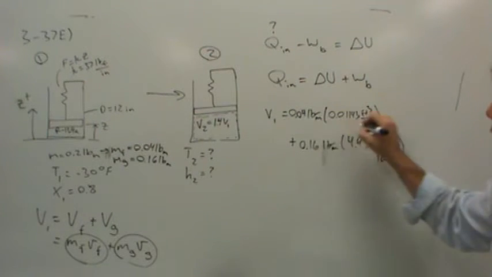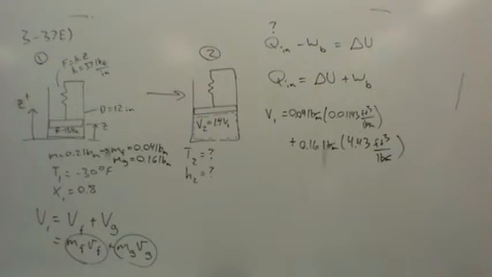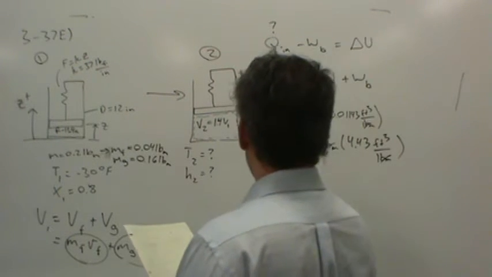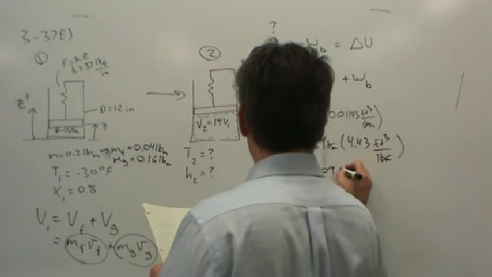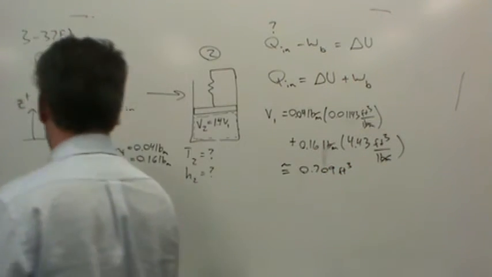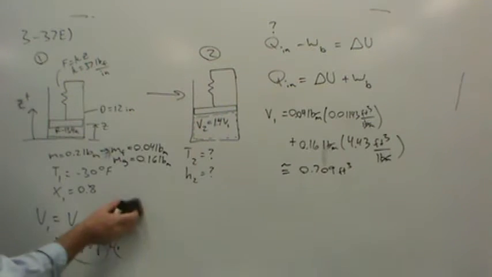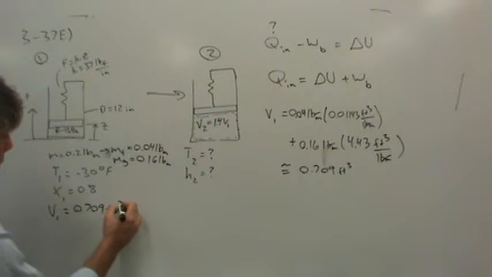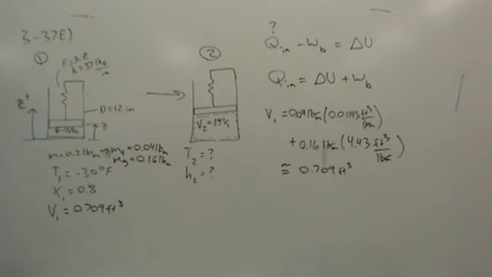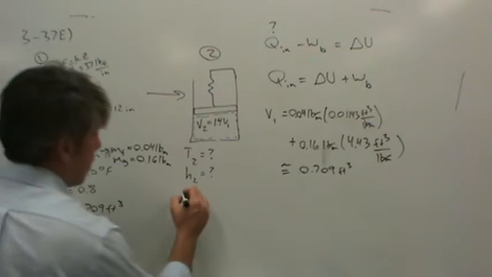So the pound mass will go away. We'll just be left with cubic feet. When you do that, you find that the volume in state one is about 0.709 cubic feet. So rather than have this mess over here, let's just write down that the total volume in state one is 0.709 cubic feet.